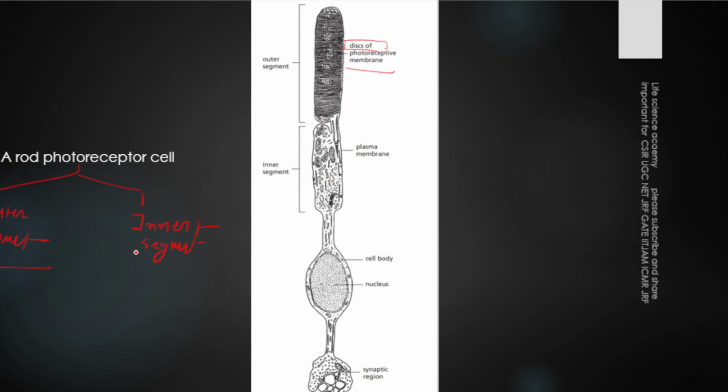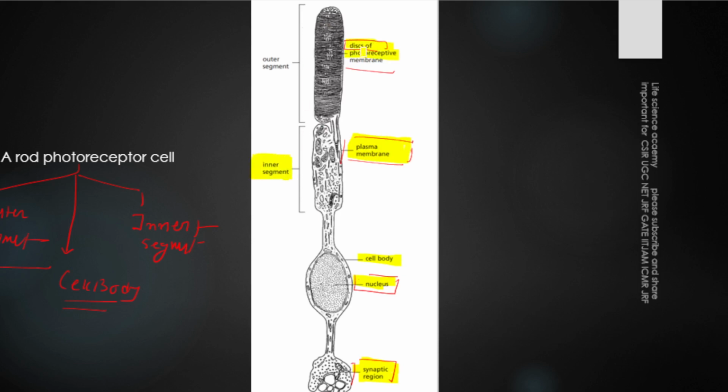In the inner segment there is the plasma membrane. The photoreceptive membrane is present in the outer segment, not the plasma membrane. And a third part is the cell body, which also contains the nucleus and a synaptic region. This is the synaptic region, this is the nucleus, this is the cell body, and this is the plasma membrane, situated in the inner segment of the rod photoreceptor cell.